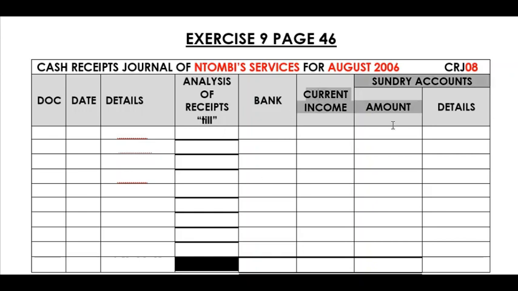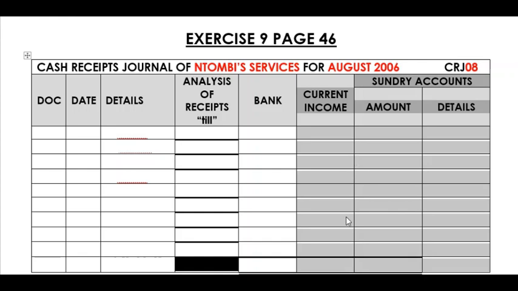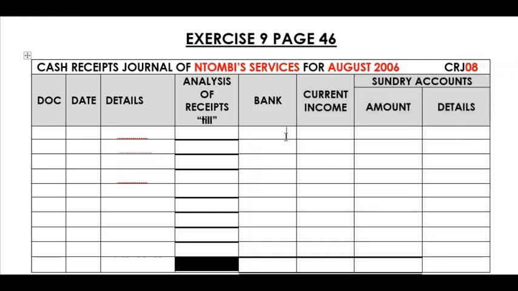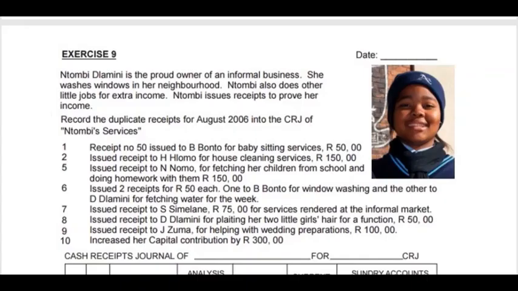Then after the bank column here, you will have to specify what you received the money for. If you receive the money for rendering a service, then you will write the value in the current income column. If you didn't receive money for rendering a service, then it will go to the sundry accounts column, and then in this details column, you have to specify what you received the money for. Okay, let's go to the transactions. Then it will make more sense to you.